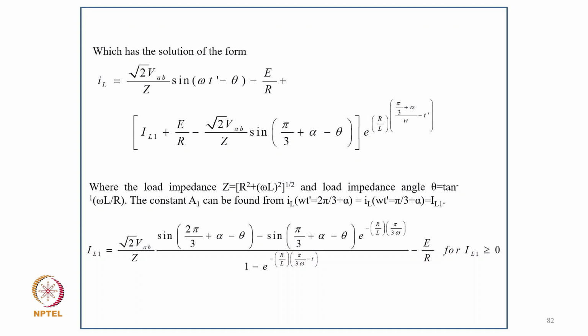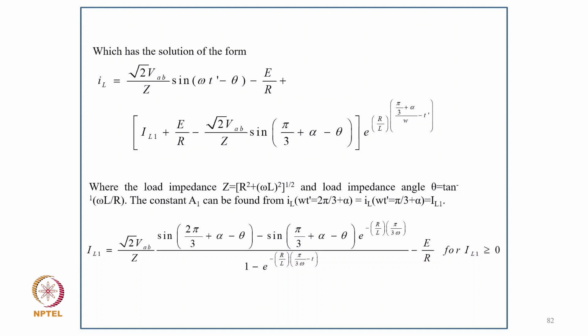the solution is in the form of IL equals root 2 VAB upon Z sin omega t dash minus theta minus E upon R plus in bracket IL1 plus E upon R minus root 2 VAB upon Z sin pi by 3 plus alpha minus theta into e to power minus R upon L in bracket pi by 3 plus alpha upon omega minus t dash. And the load impedance Z equals in bracket R square plus omega L square to the power half, and the load impedance angle theta equals tan inverse omega L upon R. Constant A1 can be found out.